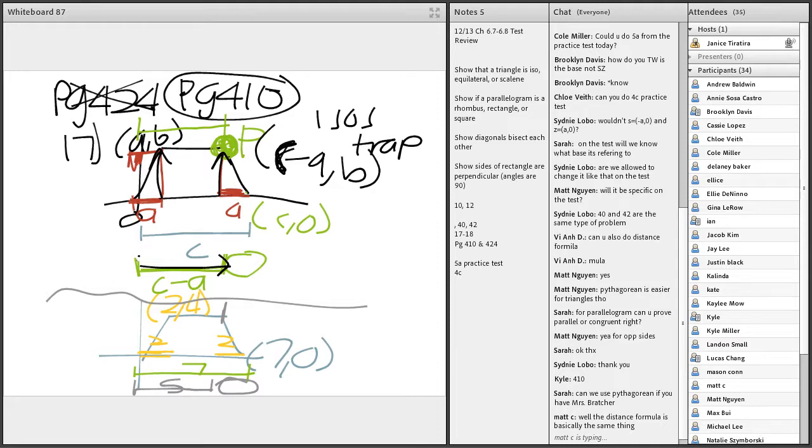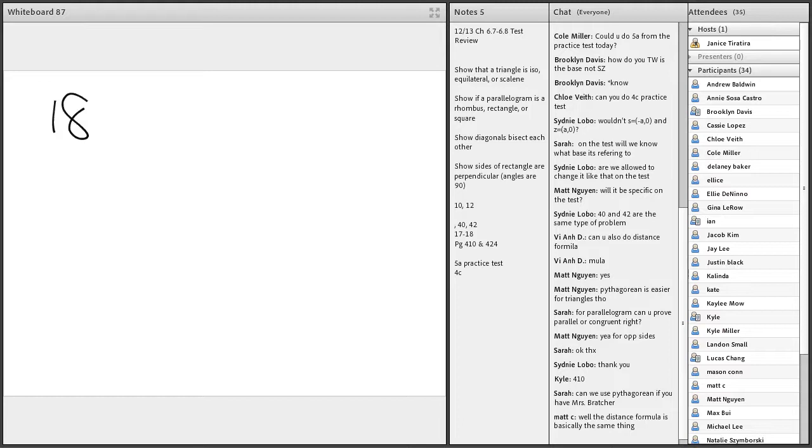Number 18 on the same page. So this is the final answer. Hopefully the number on the bottom was just like an example, but hopefully that helped give the picture a little bit more oomph. Okay, number 18, page 411.